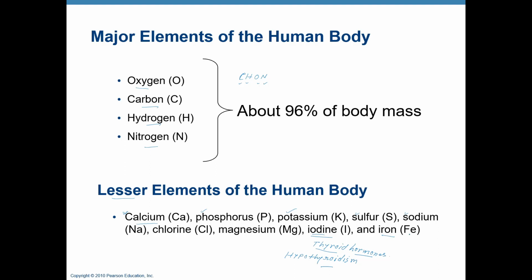Iron, you all know that iron deficiency causes anemia, a clinical condition, right? And that can cause serious problems in the body. So those are some elements present in the human body, and these four are very important because about 96% of body mass is formed by these. However, these are also important. Those are present in a small amount in the body.